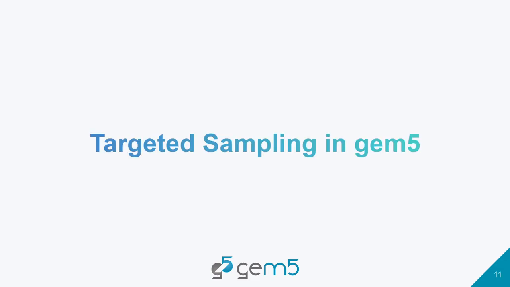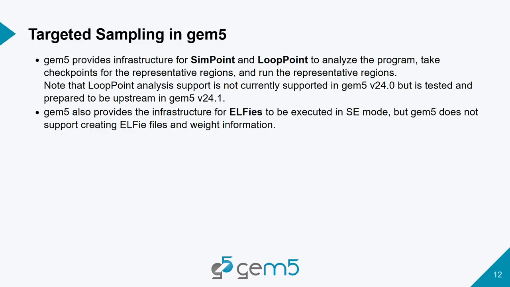So let's start with targeted sampling in gem5. gem5 provides infrastructure for SimPoint and LoopPoint to analyze the program, take checkpoints for the representative regions, and run the representative regions. Note that LoopPoint analysis support is not currently in the gem5 24 version, but is tested and prepared to be upstreamed in the gem5 24.01 version. gem5 also provides the infrastructure for ELFies to be executed in SE mode, but gem5 does not support creating ELFie files and their information.